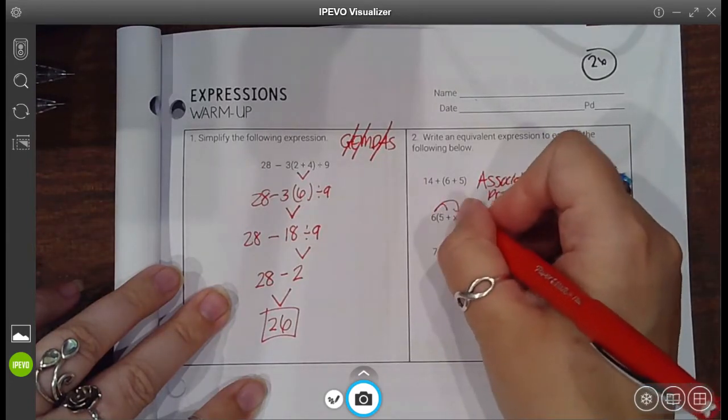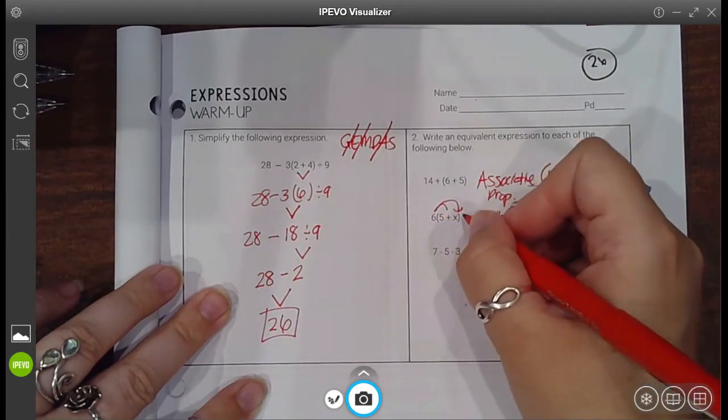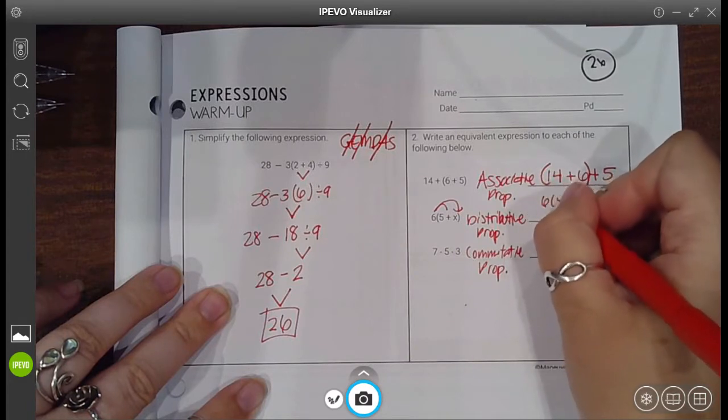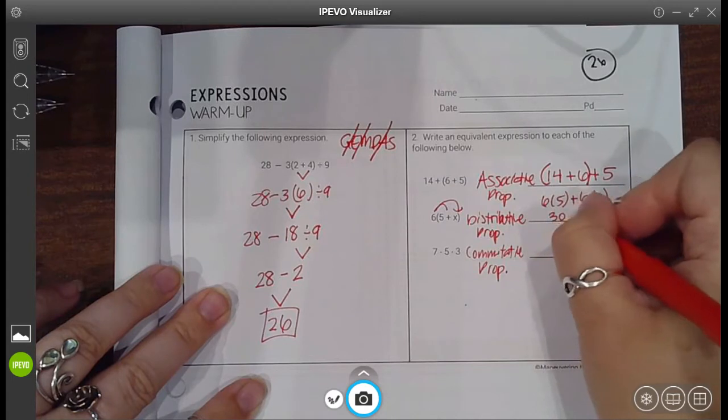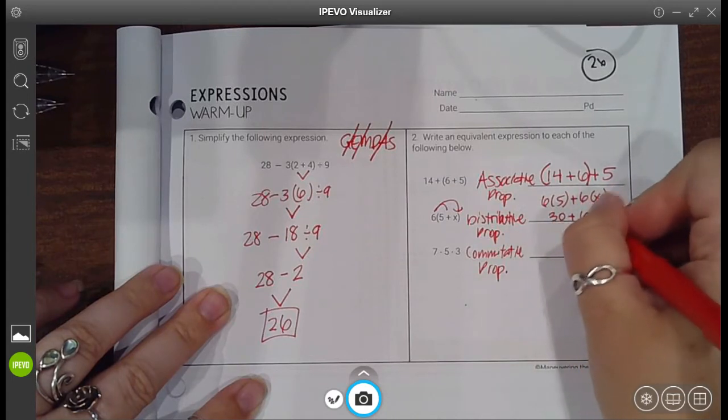Distributive means I distribute the number out in front to each number inside. So 6 times 5 plus 6 times x. Well, 6 times 5 is 30, and 6 times x is 6x.